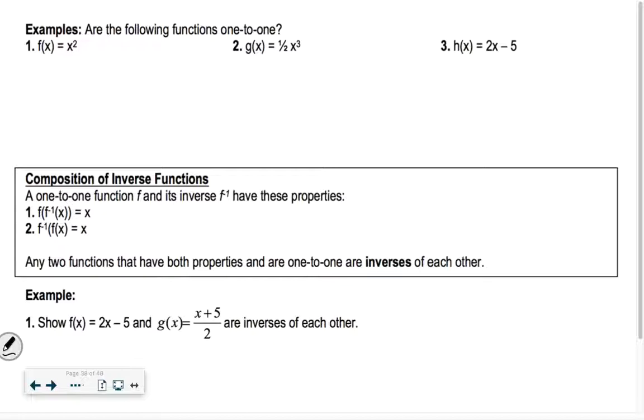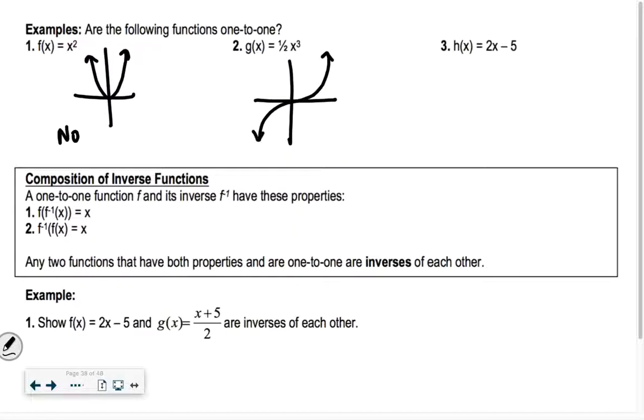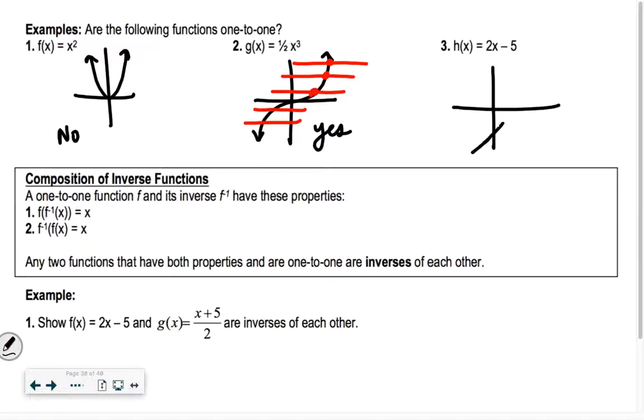All right, so are the following functions 1-to-1? So if I have y equals x squared, is it 1-to-1? No. How about 1/2 x cubed? So it's going to look like x cubed, only it's going to be flattened out a little bit. It's going to be a little fat. Yes, it passes that horizontal line test, right? So you can run all these horizontal lines through, and they only touch in one point. All right, 2x minus 5. Yep. So you can find the inverse of number 2 and 3, but the inverse for number 1 was two separate functions. It was plus or minus the square root of x.